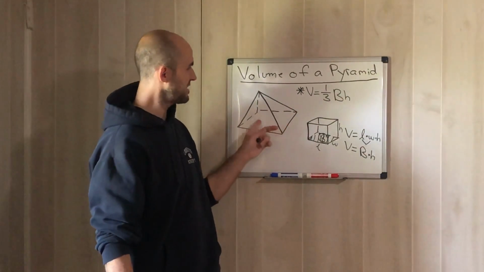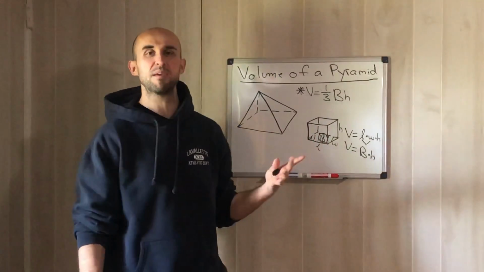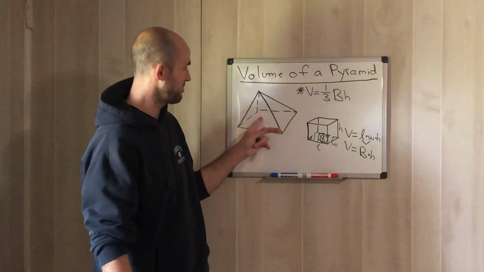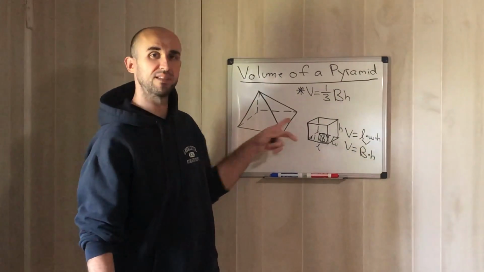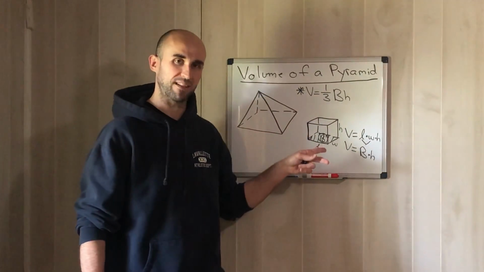The reason that we now have a third, and that's the formula for volume of a pyramid, is because this is a third of a rectangular prism with the same measurements. And what I mean by that is if you were to fill up this rectangular prism with this pyramid, as long as all the measurements are the same, it would take 3 pyramids to fill up one prism, right? It would take 3 pyramids to fill up one rectangular prism.